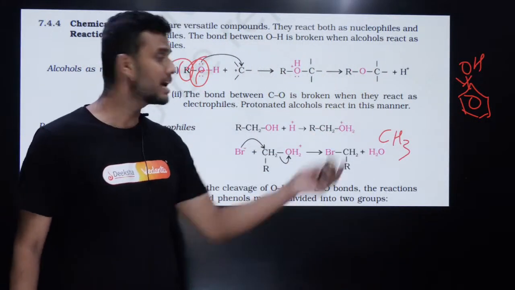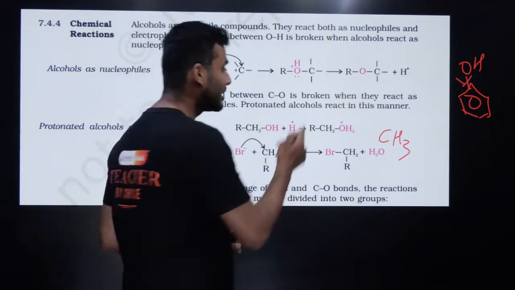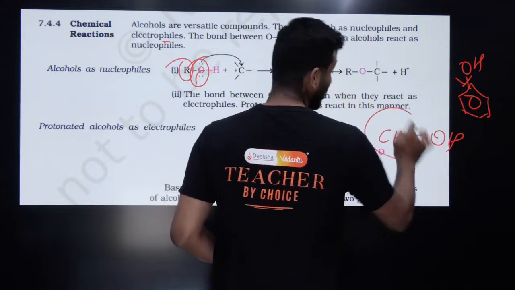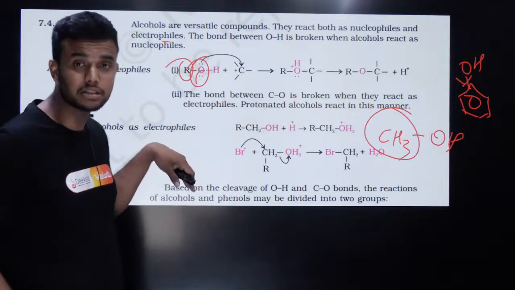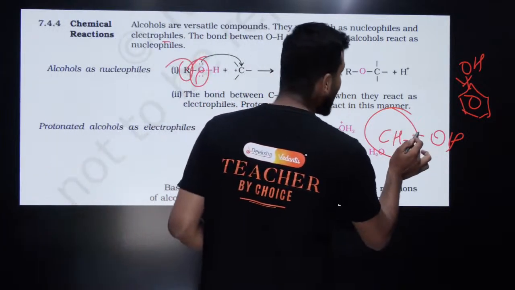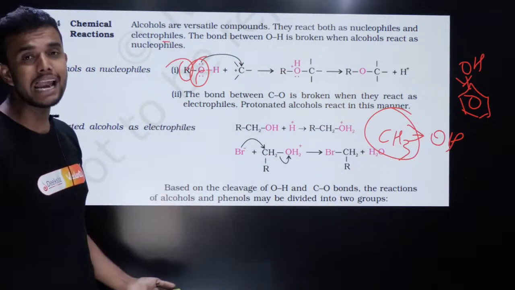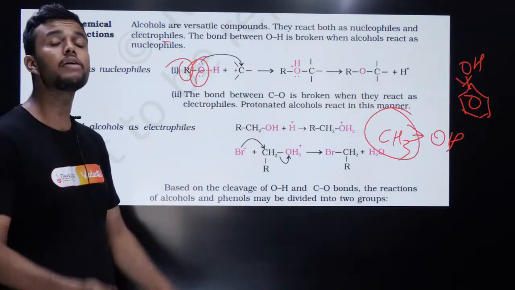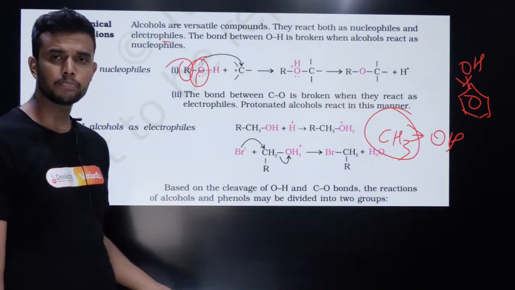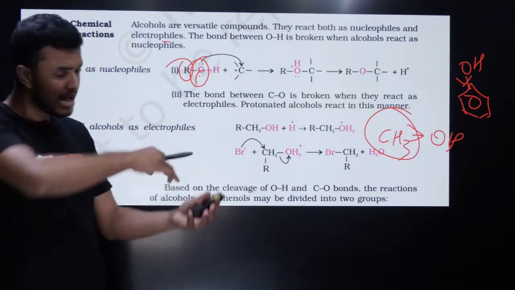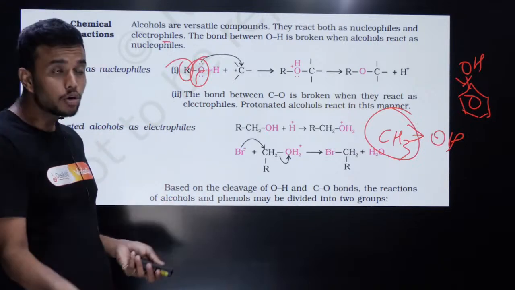Methanol is a very small molecule. But if it is an acyclic, long chain molecule, then this OH group acts as electron withdrawing. When it is on benzene and donating, it donates the electron, then it acts as an electrophile. If it accepts the electron, then it acts as a nucleophile. Very simple. If it withdraws the electron, then it acts as a nucleophile and electrophile.